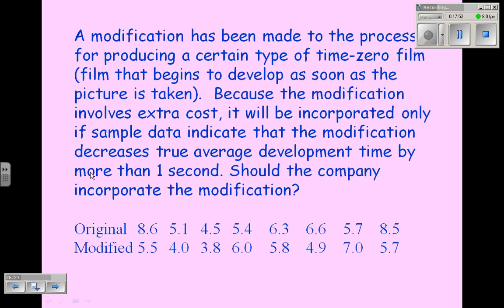And then the last example I'm going to give you. A modification has been made to the process for producing a certain type of time-zero film. Because the modification involves extra costs, it will be incorporated only if the sample data indicate that the modification decreases the true average development time by more than 1 second. Should the company incorporate the modification? And here's our data. So the company wants to know if there's a difference of more than 1 second. And if there is, it'll spend the money to modify this, and if not, it won't.